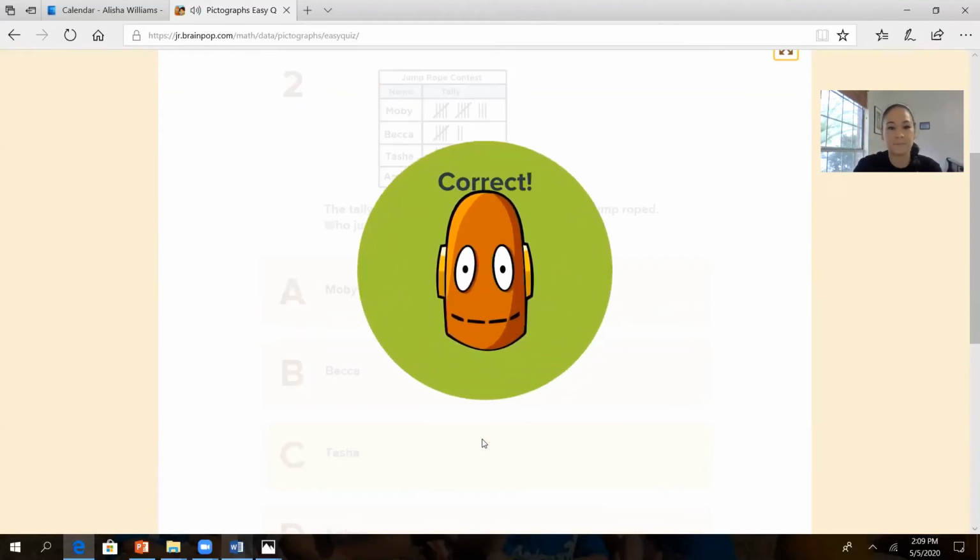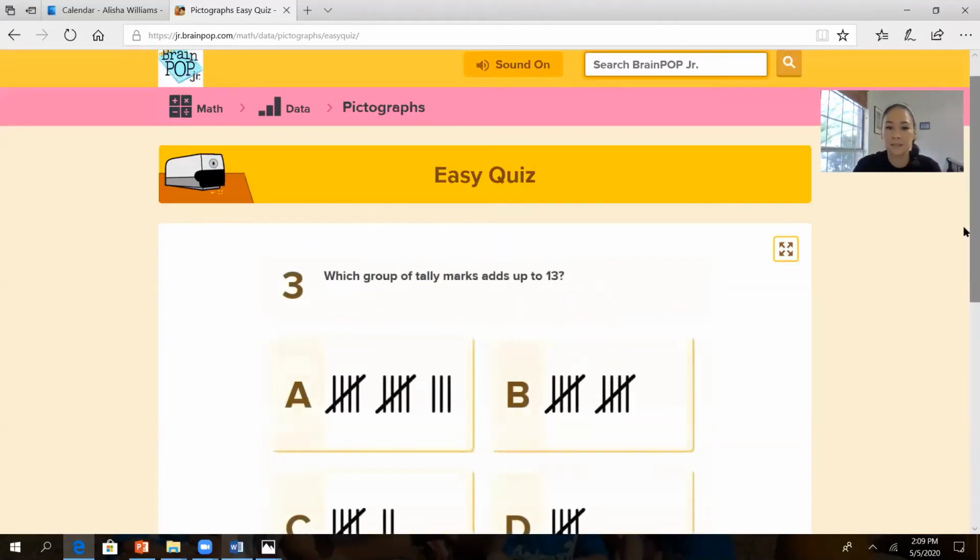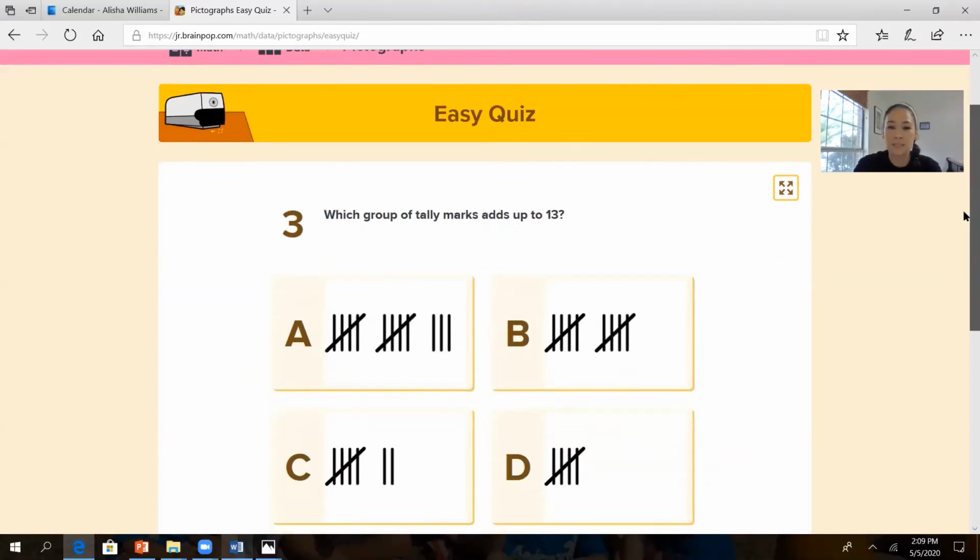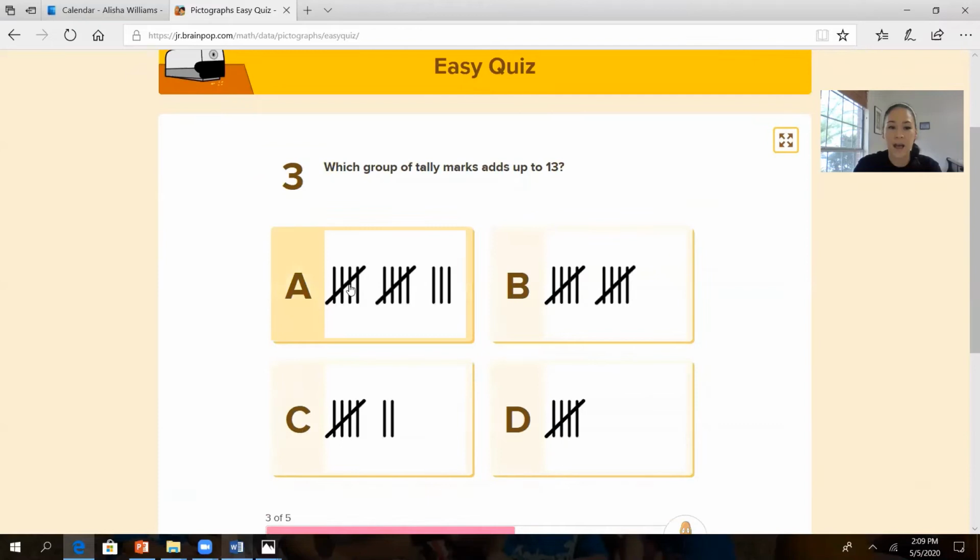Got it. Question 3. Which group of tally marks add up to 13? So let's count and count on. 5, 10, 11, 12, 13. Let's pick A.